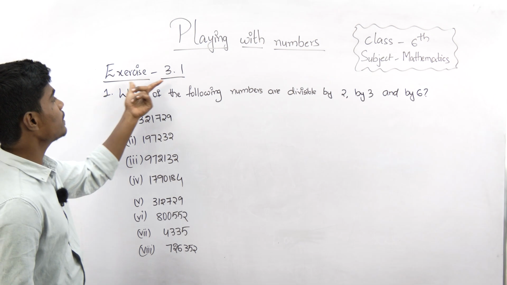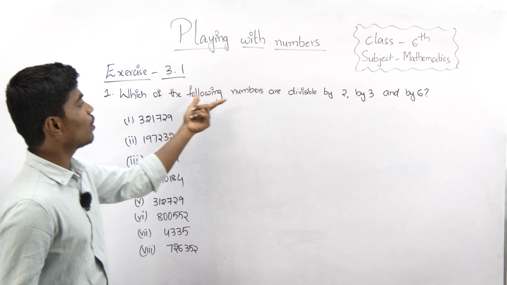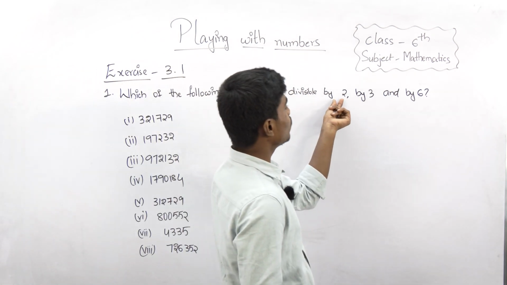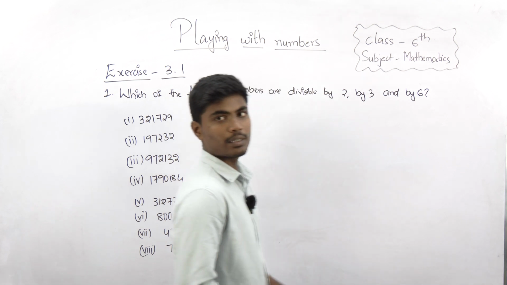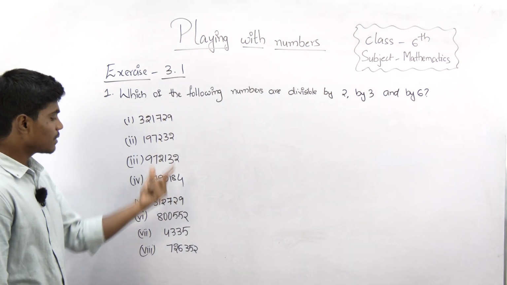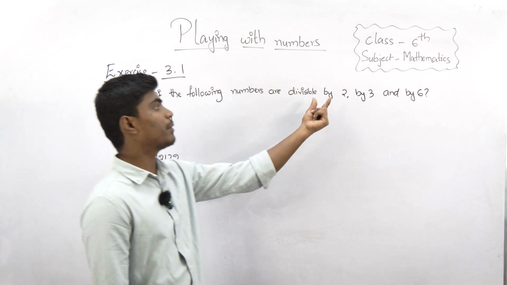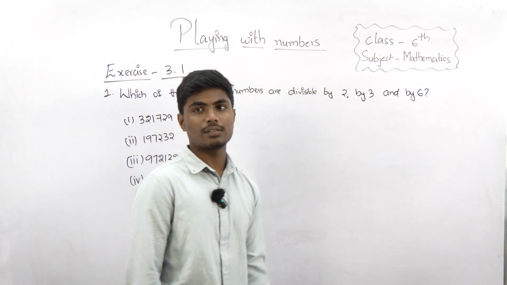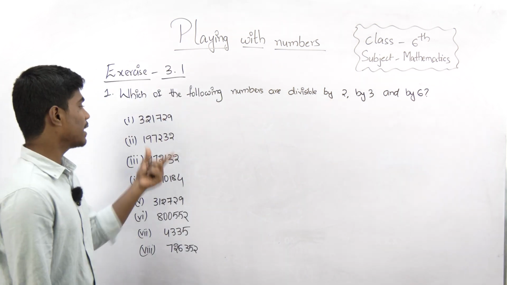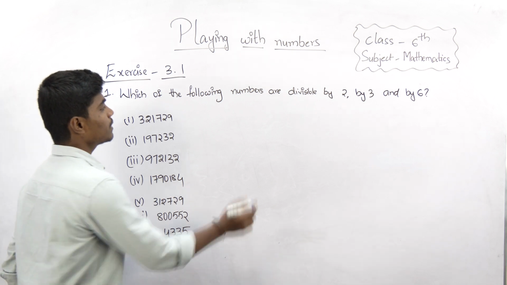Let's move to exercise 3.1. Which of the following numbers are divisible by 2, by 3 and by 6? Here he gave some numbers and we have to check whether each number is divisible by 2, 3 and by 6. First, let's check whether the number is divisible by 2 or not.